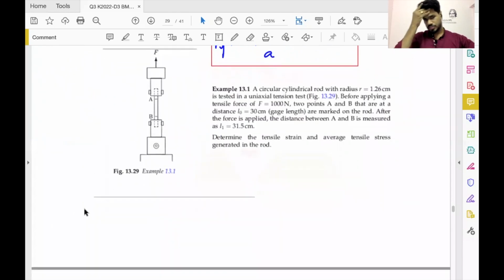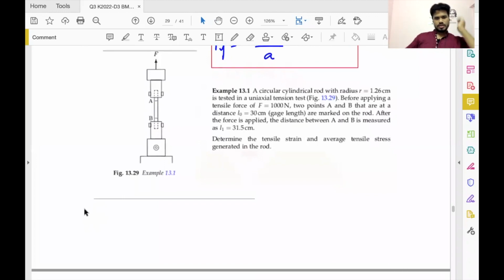Now we get into the stress strain problem. In fact, the equilibrium problems we have seen so far are likely to show one other problem, this stress strain problem. So a cylindrical rod, a radius is given, with applying a force of 1000 newtons, points A and B initially at a distance of 30 centimeters. After force is applied, they move to a distance of 31.5. What is the tensile strain and average tensile stress generated in the rod?